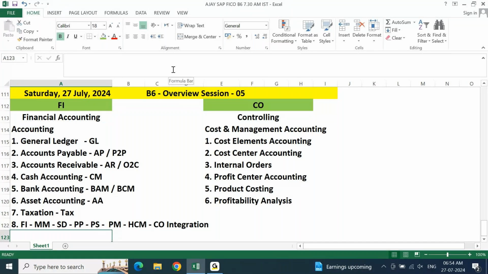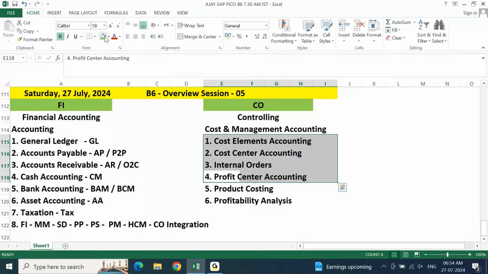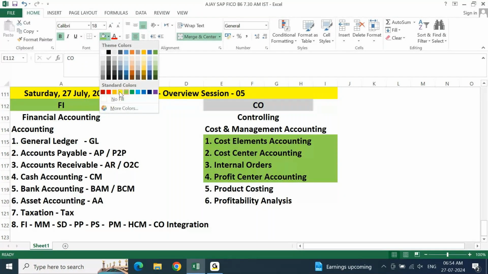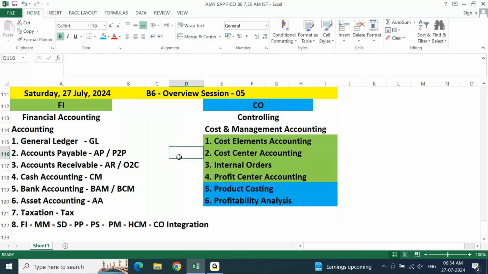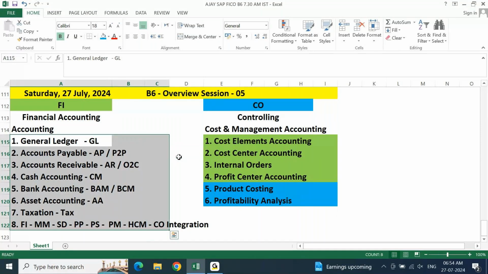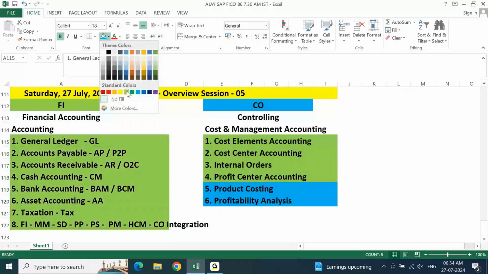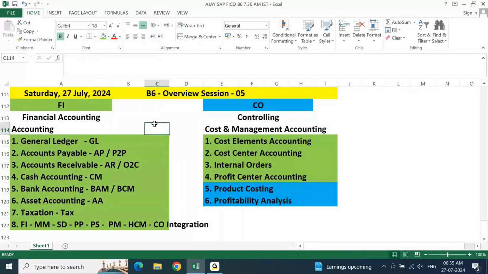Similarly, on the controlling side you have cost element, cost center, internal order, profit center. Now these four that I am highlighting can be taken as FI module. When I say that, we are representing that these modules are part of the FICO curriculum. All these functionalities are mandatory for every FICO consultant, no exception. You cannot call yourself a FICO consultant if you do not know all the highlighted green areas.